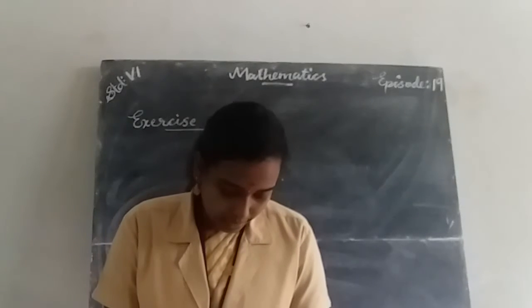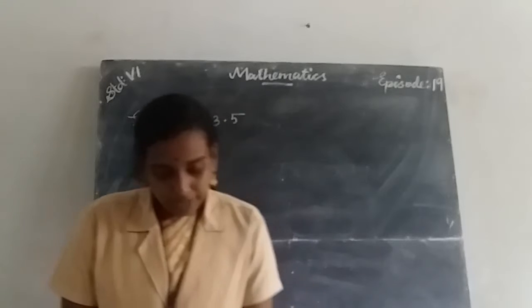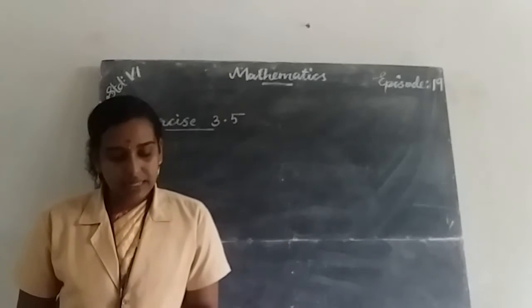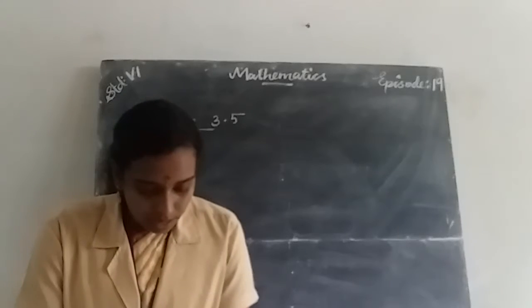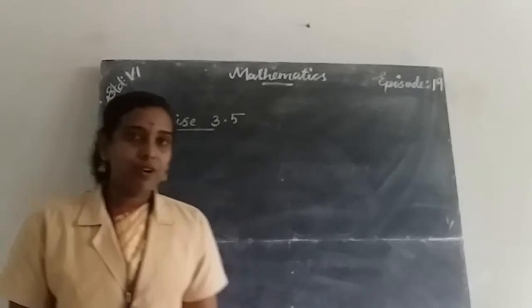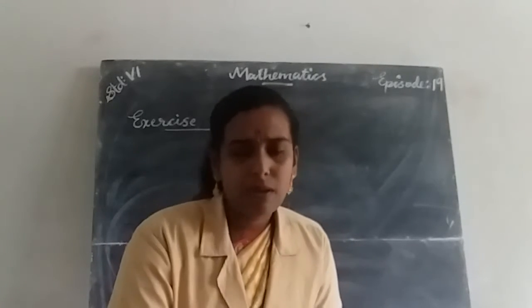And the next question, number 7. The product of three consecutive numbers is always divisible by 6. Verify this statement with the help of some examples. Before that, we want to know about consecutive numbers. So what do we mean by consecutive numbers?